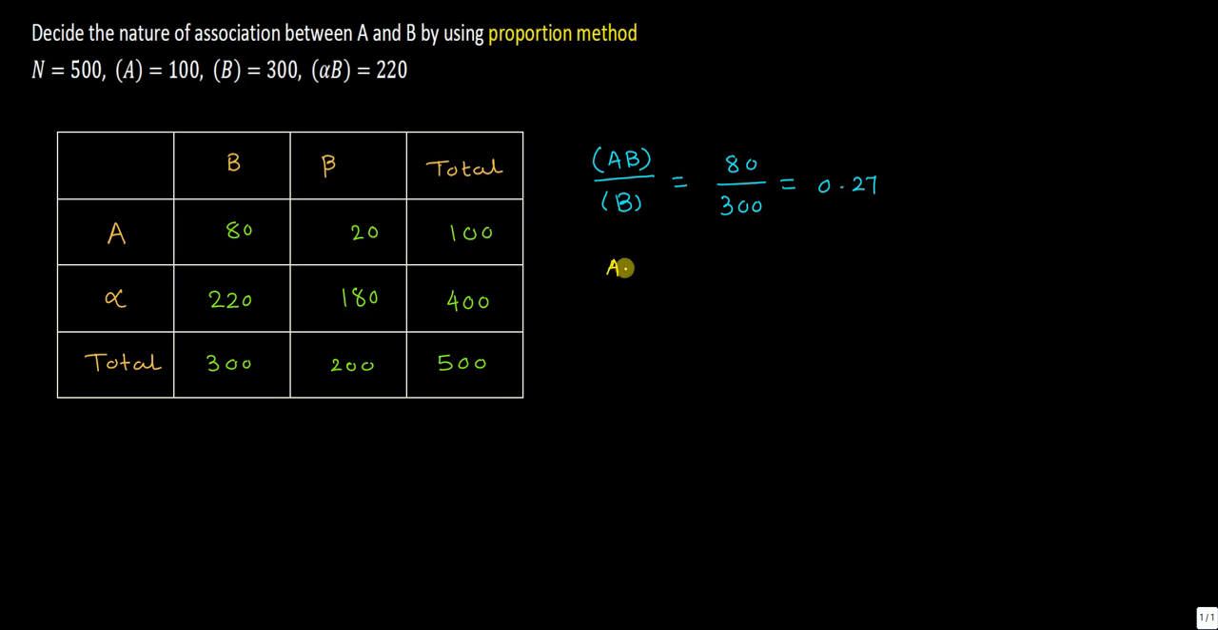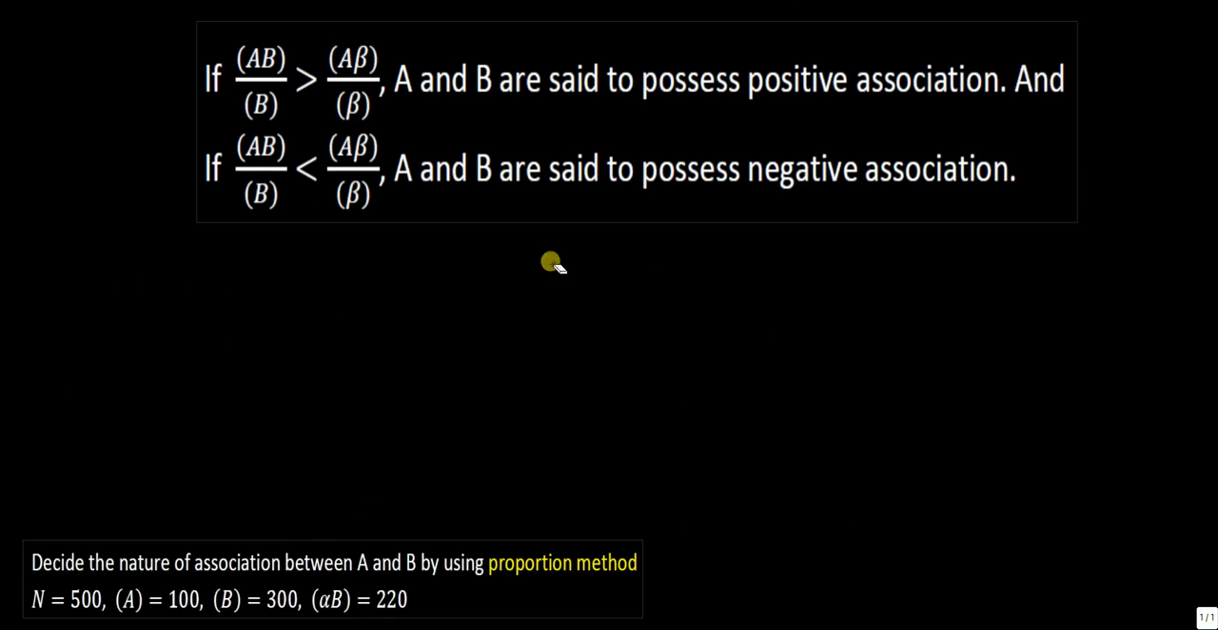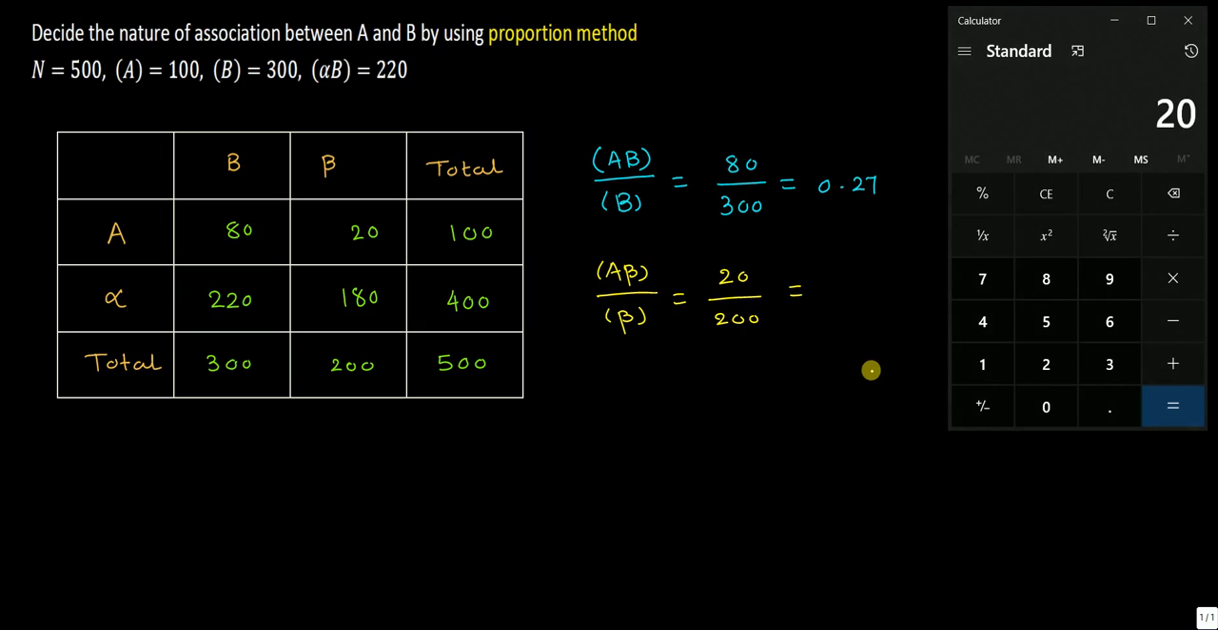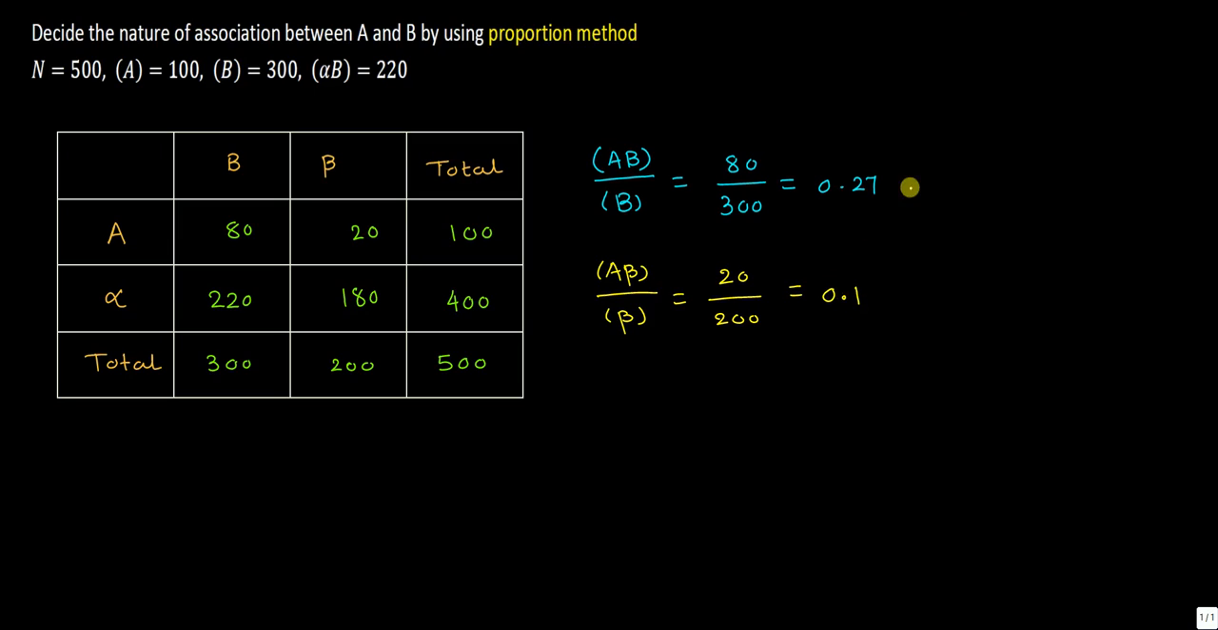Now find out A beta upon beta. Self frequency A beta is 20, divided by total of beta, which is 200. So 20 by 200 is 0.1. Now compare both the values.